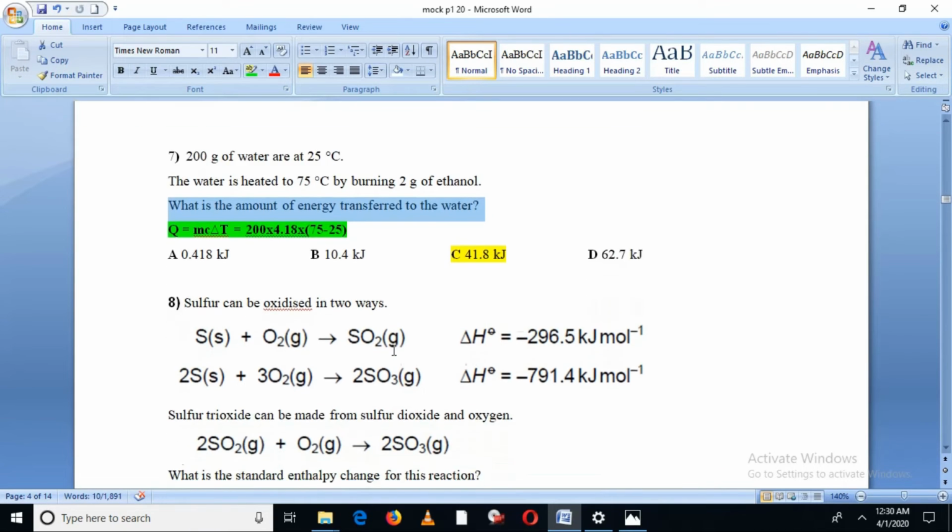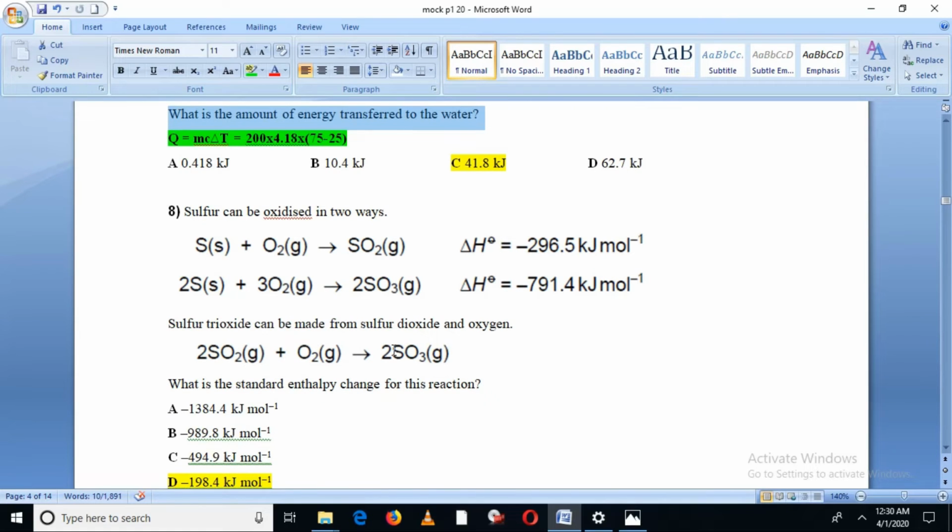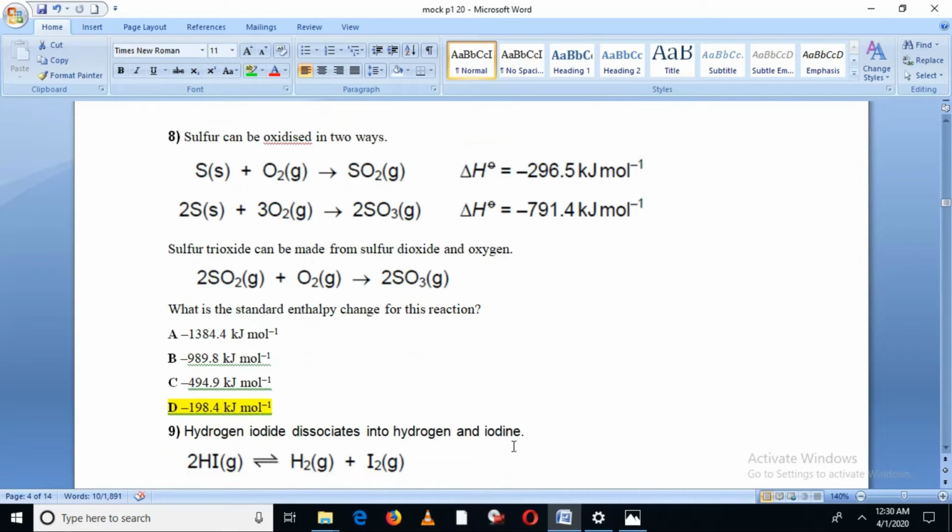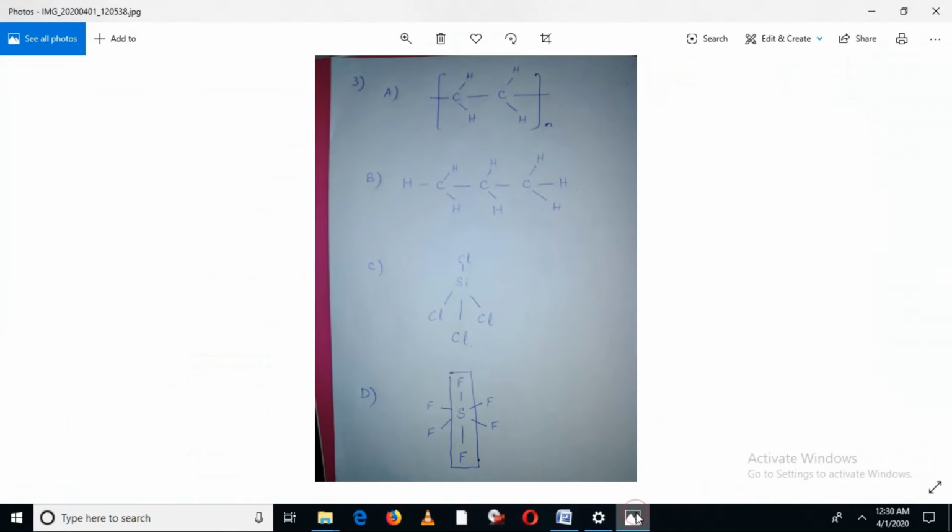The next MCQ was based on Hess's law. Sulfur can be oxidized. Here are the two equations: sulfur to sulfur dioxide, and sulfur to sulfur trioxide. It is asking how sulfur dioxide converts to sulfur trioxide, what would be the enthalpy change for this reaction. So I would have to go through the working of this.